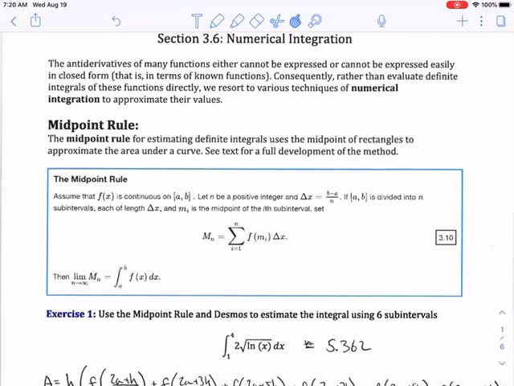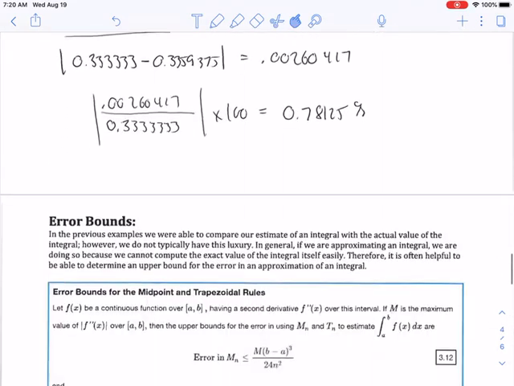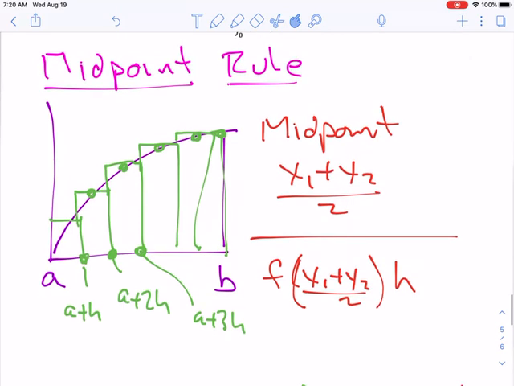And I didn't leave myself a lot of space here. I wasn't originally planning on going through the development of the formulas, but I am going to do that for the midpoint rule. So I need to kind of zoom down here to the end where I have some room and talk about the midpoint rule.